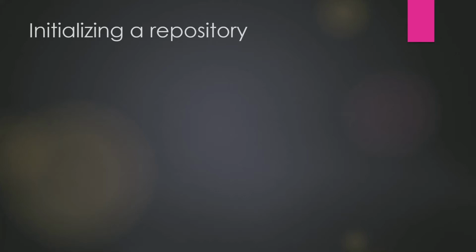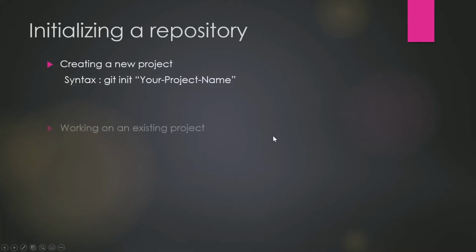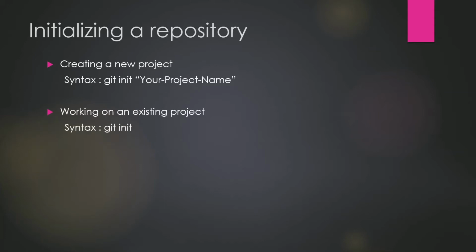So today we are going to talk about the ways to initialize a repository. There are two ways to do that. Let's talk about them. First is creating a new project. When you don't have any project and you have to create everything from scratch, or start from fresh, you have to use this syntax, which is git init and your project name.